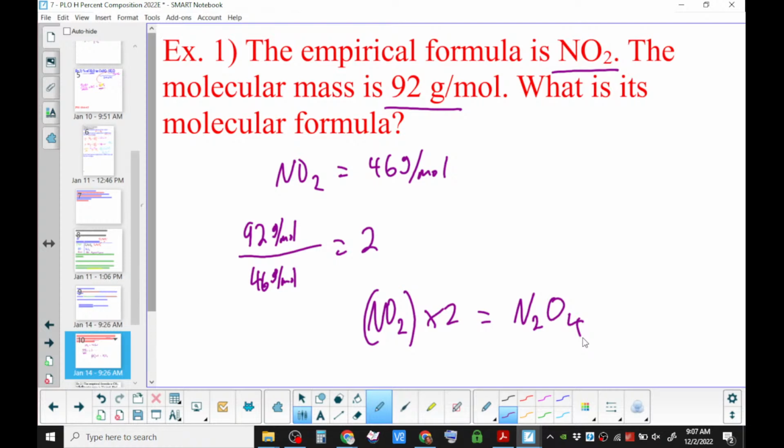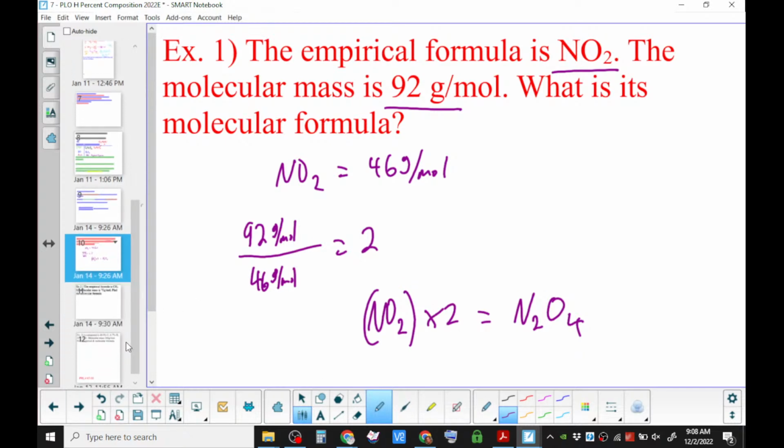Okay. Once one group had the light bulb go off, after that, it usually spreads fairly quickly. It's noticing as you're doing this that the molecular formula looks an awful lot like it's exactly double the empirical formula. So we know the formula must be exactly double. They're in proportion, so we double the whole thing and it becomes N2O4.